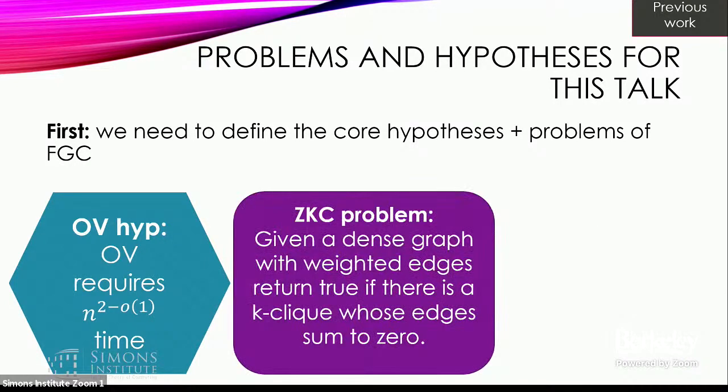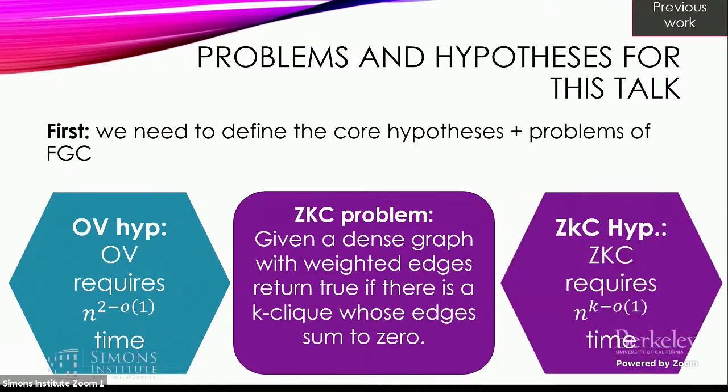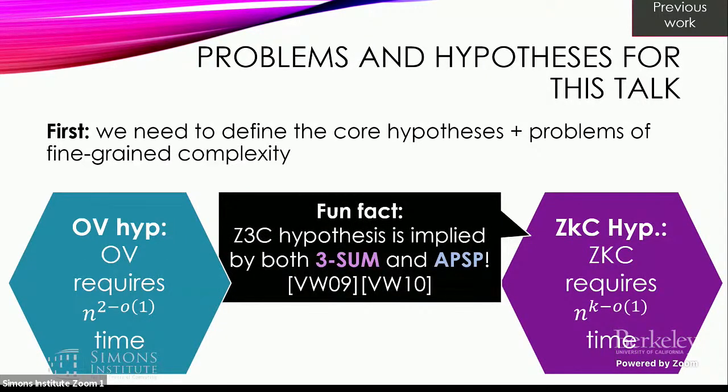Next, we have the zero k-clique problem. You're given a dense graph with weighted edges, and we want to return true if there's a k-clique whose edges sum to 0. And the hypothesis is that this requires n to the k time. Note, this is like brute force, right? You're looking at every single clique. And the fun fact is that for the 3 version of this, so the zero-3-clique hypothesis, so about triangles, it's implied both by 3SUM and by APSP. So this is the world of fine-grained complexity. There are all these problems, a lot of them brute force time, and many of these hypotheses are implied by the core hypotheses of the area.